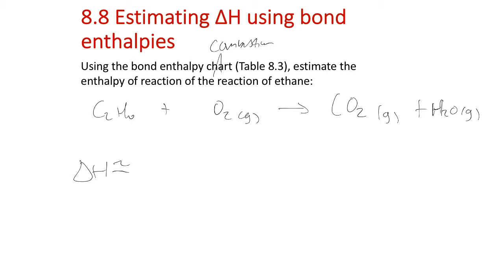I'd need a 3 in front of water, which would give me an odd count for oxygen, so I'm going to add a 2 in front of ethane. So I need 4 CO2s, then need 2 C2H6, so we're going to then need 6 waters. And so that gives me 3 plus 4 for 7 O2s.